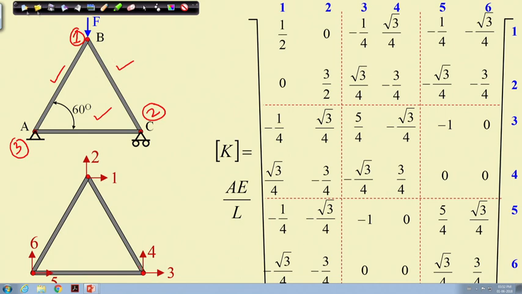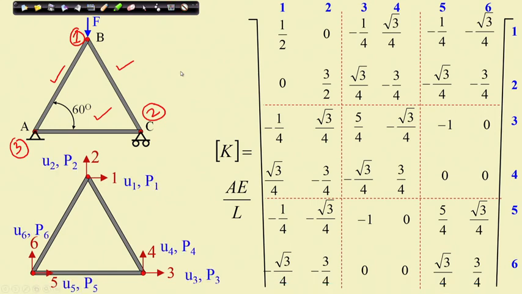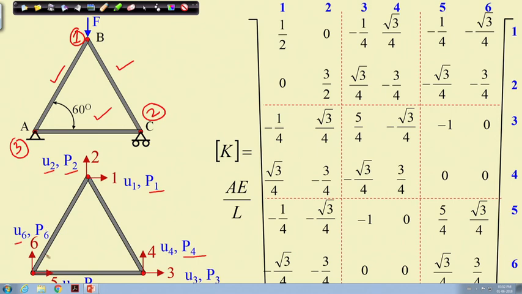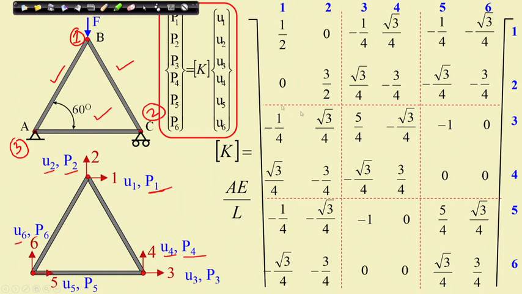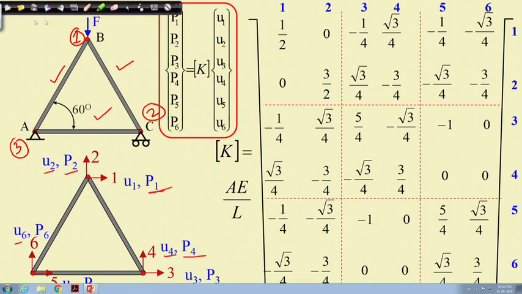Okay. Now, let's suppose these P1, P2, P3, P4 are the corresponding forces, and the corresponding displacements are represented by U. So, U1 is the displacement in the direction of 1, and P1 is the associated force. Similarly, U2 is the displacement in the direction of 2, and the associated force is P2. What this stiffness matrix exactly does is relate these P1, P2, P3, P4 with the displacements. That was the purpose of this stiffness matrix.